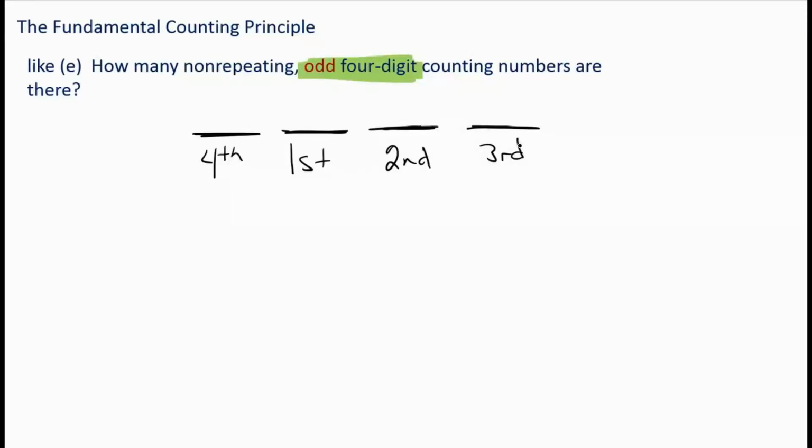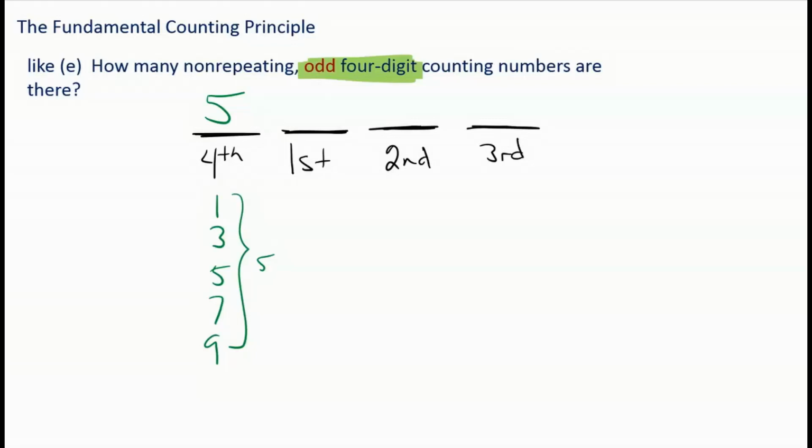So if the fourth digit goes first, now tell me, it has to be odd, right? So what numbers can we have here? Well, how about a 1, a 3, a 5, a 7, or a 9? You agree? 1, 3, 5, 7, and 9. That's the only options for the fourth digit to make this 4-digit number odd. All right, so how many choices is that? That's 5 choices. So I have 5 ways I can pick the fourth digit.